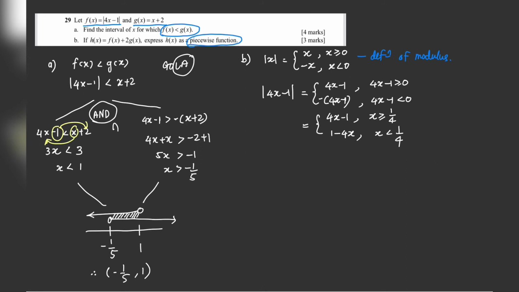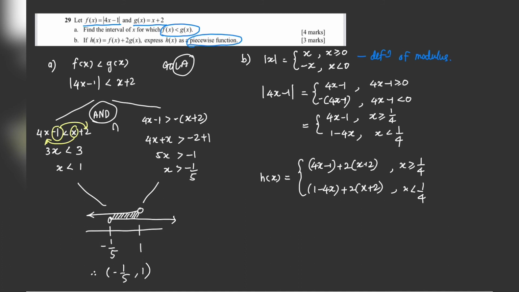Okay, so kita dah pecahkan dia, jadikan dia bentuk piecewise dah. So express h(x). So sekarang ini h(x) kita adalah f(x) plus 2g(x). So f(x) is 4x - 1 plus 2, g(x) kita adalah x + 2, ini jika x kita more than equals to 1 over 4, dan dia akan jadi 1 - 4x pluskan dengan 2 of x + 2 jika x kita itu kurang daripada 1 over 4.